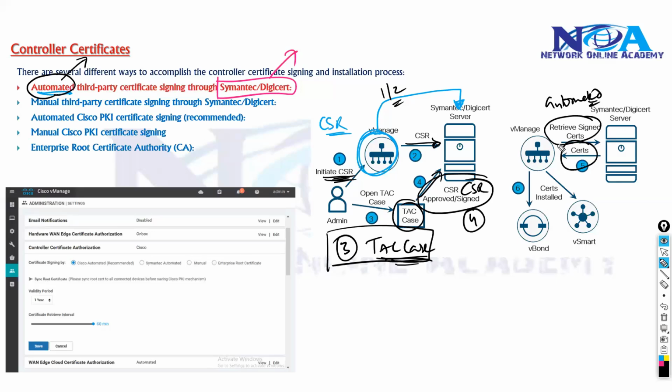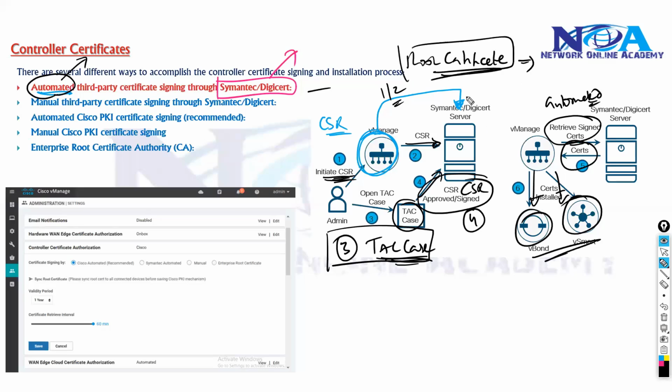Now once the certificate is signed, the vManage is going to automatically retrieve each signed certificate and install it on its own controller. The same thing happens on the vBond as well as the vSmart. In this case, as I said, the root certificate will be pre-installed, so you don't need to install it. The root certificate you get from Symantec will be pre-installed.